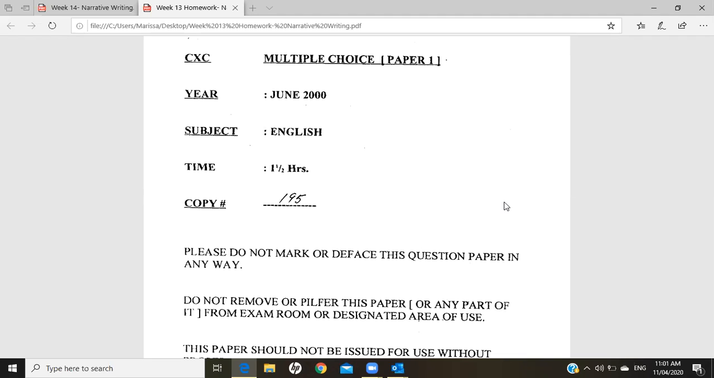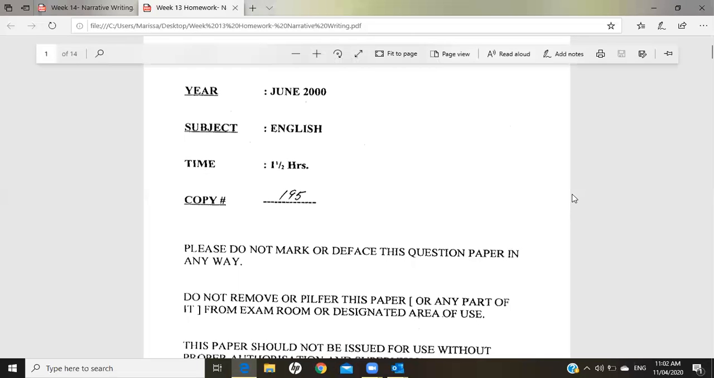So I want everyone from now on, when I give you all multiple choice papers for homework, I expect that you all time yourselves, you do it in one sitting, pretend as though it's the day of the exam. Do it in 1.5 hours because that's all the time you have. At this stage in completing multiple choice papers, you're not supposed to be taking more than 1.5 hours. So let's go to the first section.